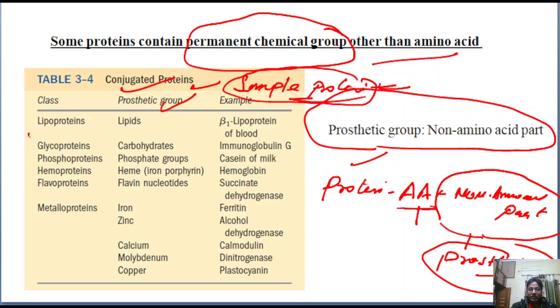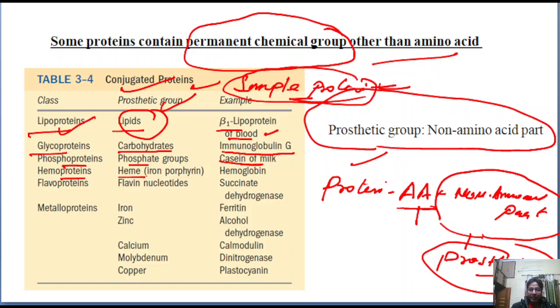The examples you can see here: a lipoprotein contains a lipid, so it is called a lipoprotein. An example is beta-lipoprotein of blood. Another is the glycoprotein, which contains some carbohydrate as a chemical group, and the best example is immunoglobulin G. Some proteins contain a phosphate group, so they are called phosphoproteins, and the example is casein of milk.